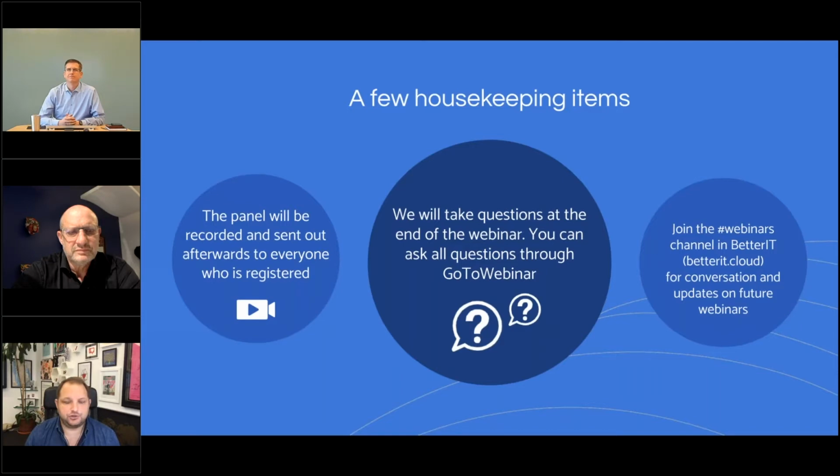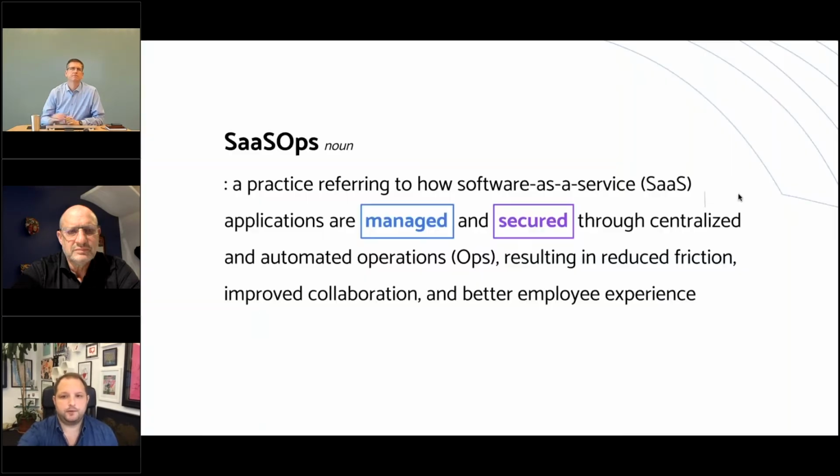We're here today to talk about SaaSOps, and I have two panelists with me. Before I have them introduce themselves, I want to make sure that we're all on the same page about what SaaSOps is. The definition of SaaSOps is a practice referring to how software as a service applications are managed and secured through centralized and automated operations, resulting in reduced friction, improved collaboration, and better employee experience. So again, at a high level, it is how we're managing and securing our SaaS applications in the digital workplace.